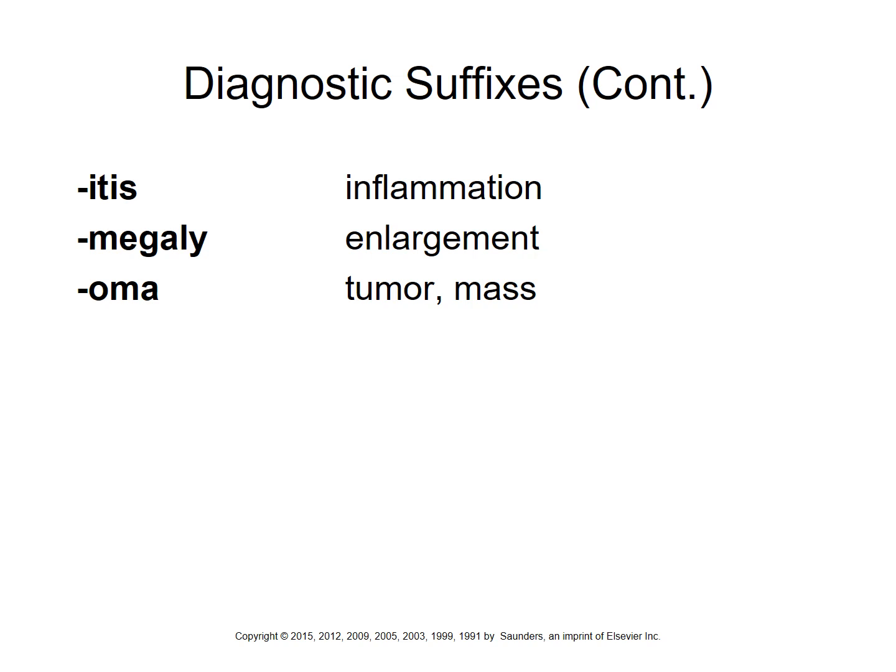Megaly, also very commonly used. For example, hepatomegaly, enlargement of the liver. Cardiomegaly, enlargement of the heart. Oma. Oma means a tumor or a mass.